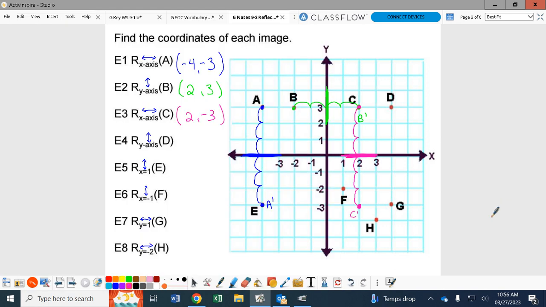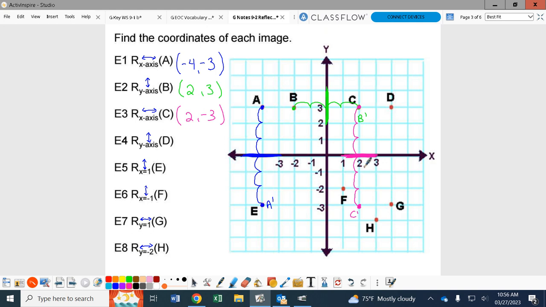Oops, sorry guys, these little things keep popping up. Yes, please. Why on that one would you not go across the other direction? Go this way? Because I'm reflecting across the x-axis, so this is the x-axis, so I've got to go towards the x-axis. Does that make sense? Okay.